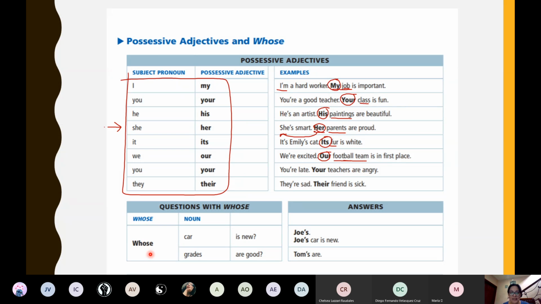For example, in this sentence, whose car is new? O el carro de quién is new? Whose car is new? And the answers can be Joe's car is new, or only Joe's. By saying Joe's, you are saying the car of Joe is new. So, guys, do you understand this part of possessive adjectives and whose? So we can continue in the other page, and with this one we finish?